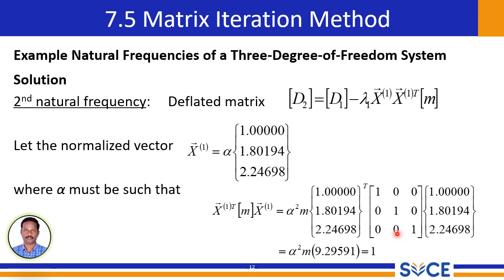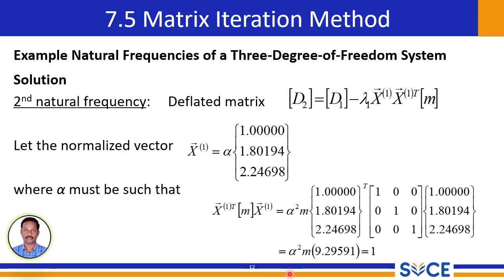The calculation then shows the substitution of the expression for the first mode shape, including alpha, and the mass matrix, which is a diagonal matrix. After performing the matrix multiplications, we arrive at an equation: alpha squared times m multiplied by the approximate value 9.29 is equal to 1. This equation allows us to solve for the value of alpha, which will give us the normalized first mode shape with respect to the mass matrix.